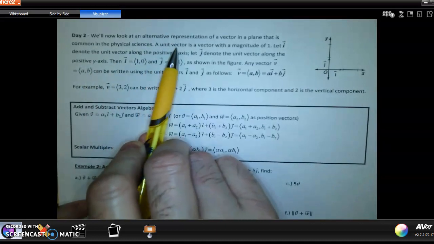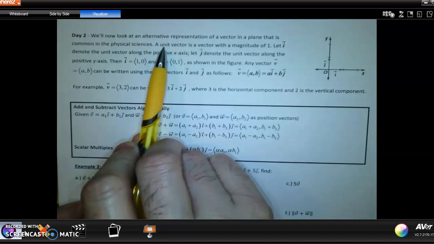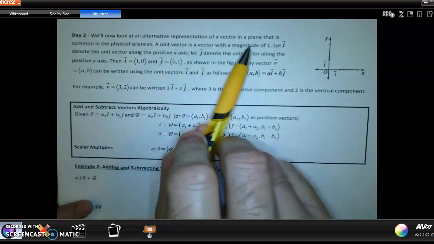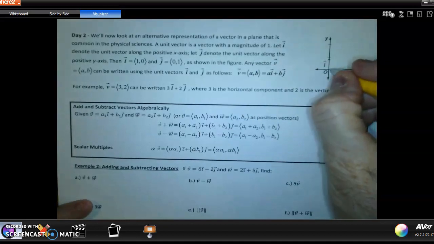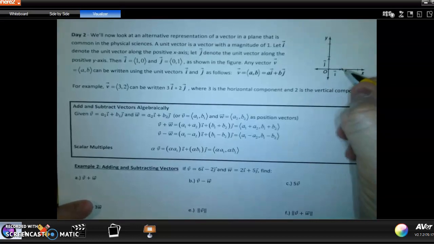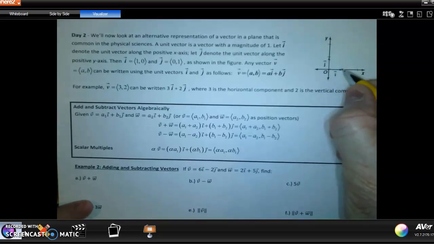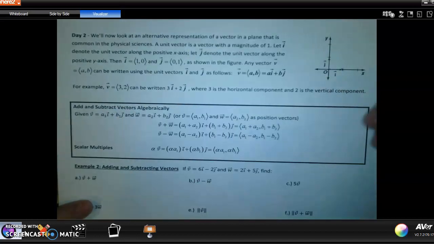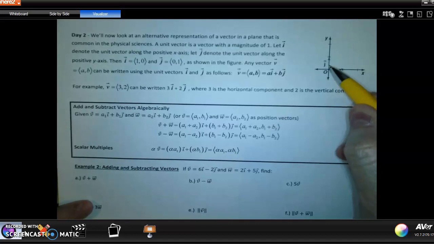A unit vector, okay, unit means one, a unit vector is a vector with a magnitude of 1. So there's a vector right here, it starts here and goes to 1, so that's the point (1, 0) right there. So this vector is a horizontal unit vector, and we use the letter i to represent a horizontal unit vector. This is a unit vector. It's a vector that is 1 unit long, but only travels in the vertical direction. And we're going to call that vector j. So a horizontal unit vector is vector i, and this is vector j.